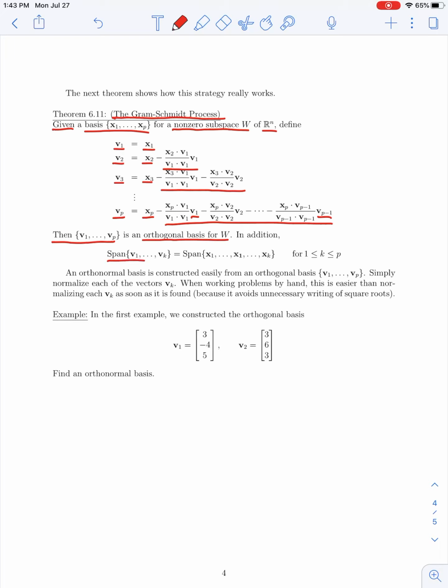And additionally, the span of the set of vectors v1 through vk would be the same as the span of the set of vectors x1 through xk, where k is any value from 1 to p. All right. Now, this Gram-Schmidt process is illustrating a way to construct an orthogonal basis for any non-zero subspace of Rn. And in some instances, we might be interested in finding an orthonormal basis. So recall that's an orthogonal basis of unit vectors. But we can think back to our earlier work from Chapter 6 and recall that an orthonormal basis can be easily constructed directly from an orthogonal basis. To do that, we would just normalize each vector within our basis.